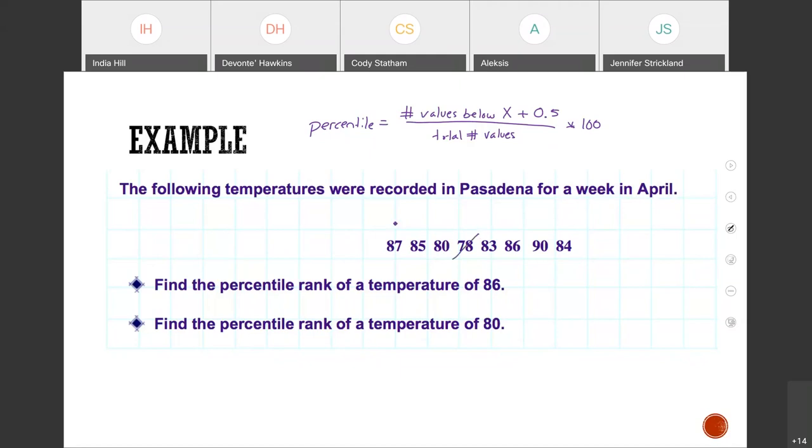So 78, I think, is the lowest. And then I've got 80, 83, 84, 86, 87, and 90. Okay, so that's going to make it a little bit easier to work with if I can put the numbers in order.